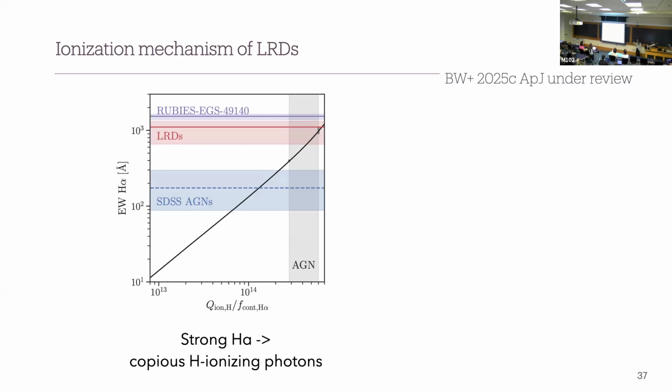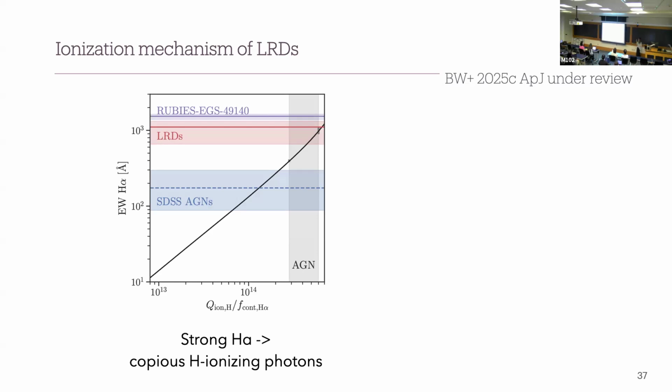The little red dots lie here. The y-axis is the equivalent width of H alpha, and this is an indication of the number of hydrogen ionizing photons. The little red dots are here. This is just one of my favorite sources. They overall have larger H alpha equivalent widths compared to the SDSS AGNs.